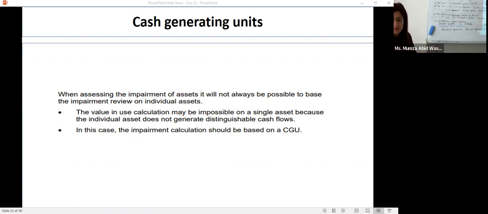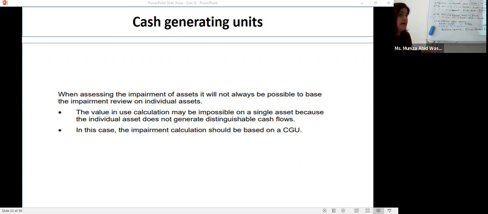So the value in use calculation may be impossible on a single asset because the individual asset does not generate distinguishable cash flows. If we have to see how much cash inflow we are getting through usage of one oven in the restaurant, are we able to get that?